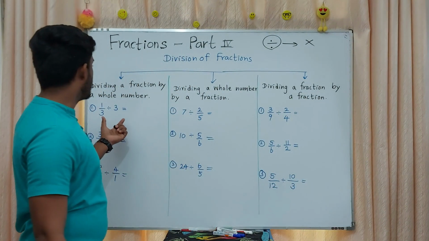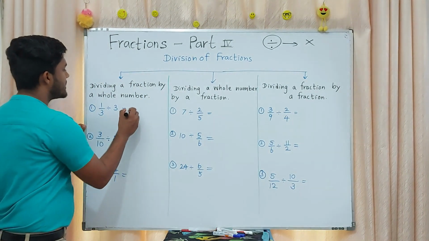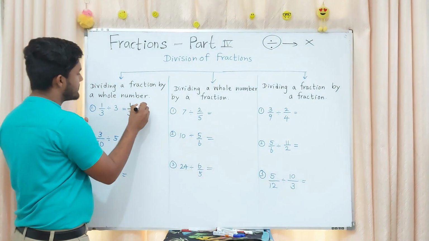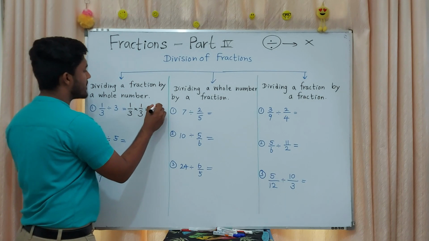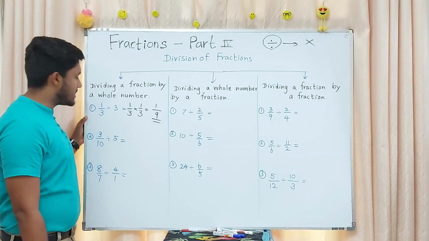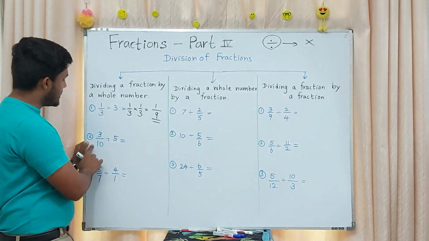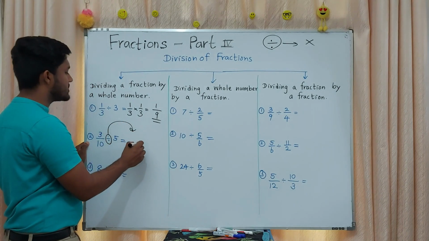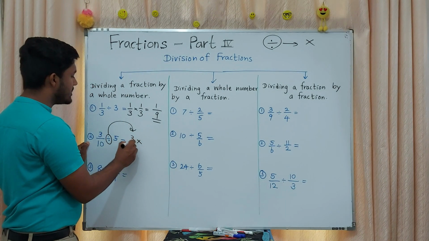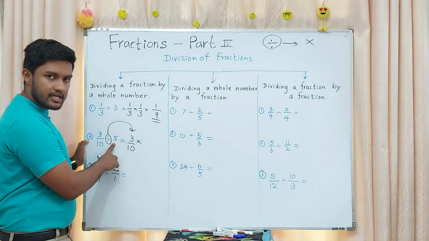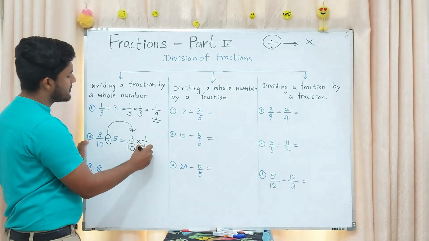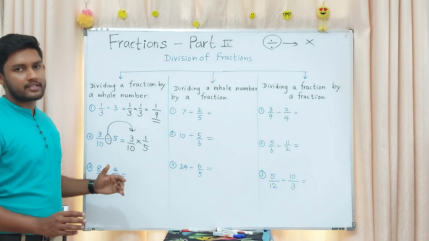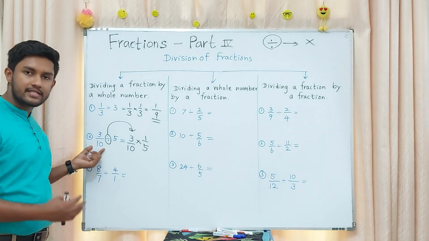Then here, when dividing a fraction by a whole number, 1 over 3 multiplied by the reciprocal of 3, that means 1 over 3, 1 into 1, 1, 3 into 3, 9. Then when we move on to the second question, 3 over 10 divided by 5, this division mark has to be converted to a multiplication, 3 over 10. Then we have to get the reciprocal of 5, that means 1 over 5. You know that every time we want to remind that we are not taking the reciprocal of the preceding term.